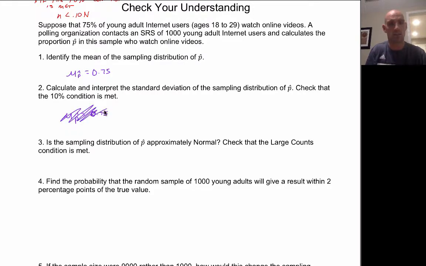Down here, we want to calculate and interpret the standard deviation of the sampling distribution. Let's use our formula. The standard deviation of our sampling distribution is the square root of 0.75 times 0.25 over 1,000, which is our sample size, n. When we do this, we get 0.014. What does that mean? That 0.014 tells us the proportion of young adults that watch online videos in a sample of 1,000 typically varies by 0.014 from the true proportion of 0.75.